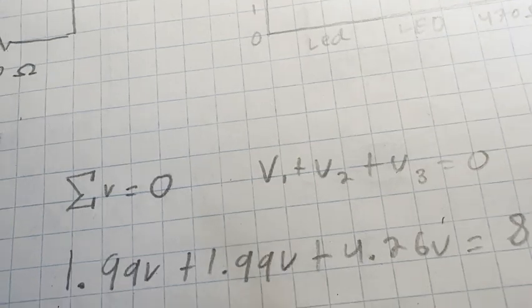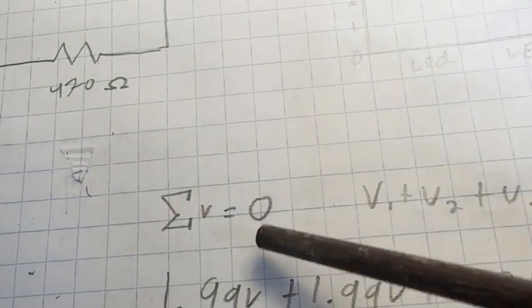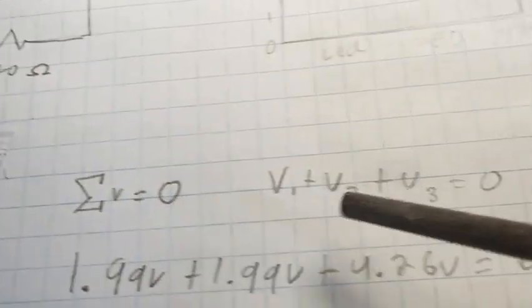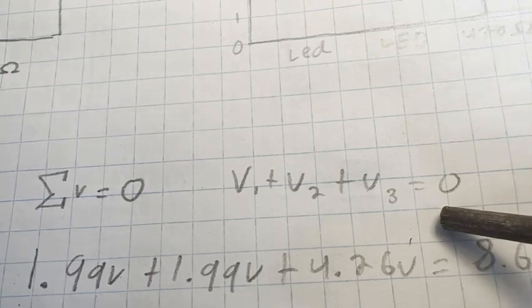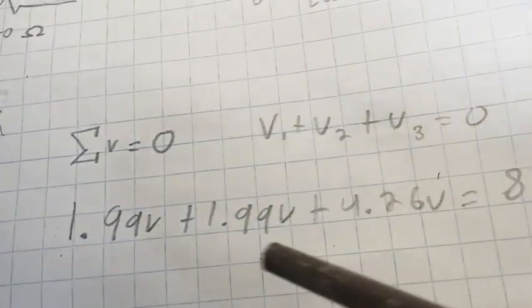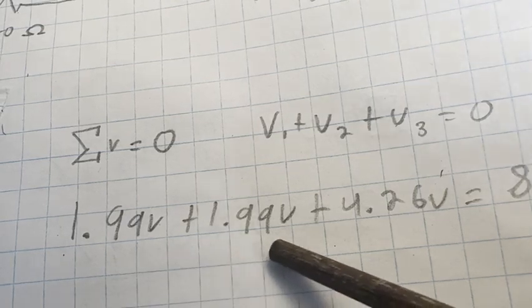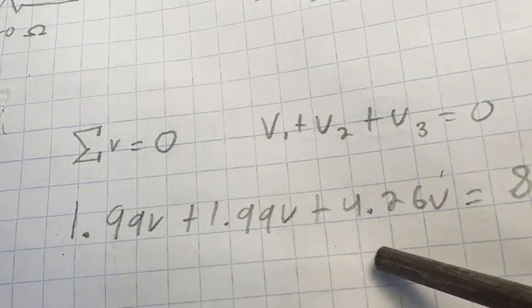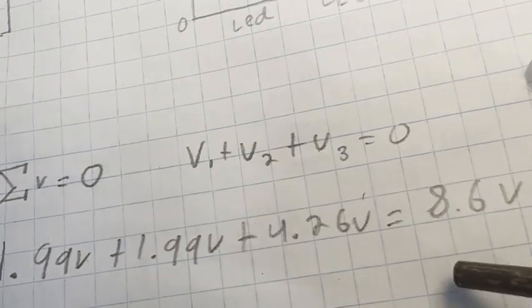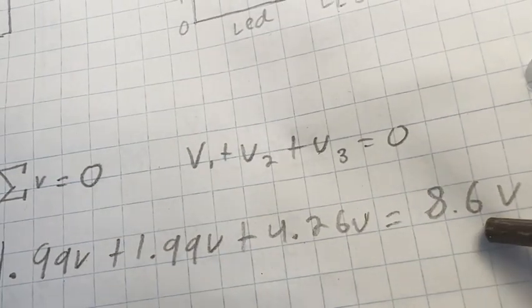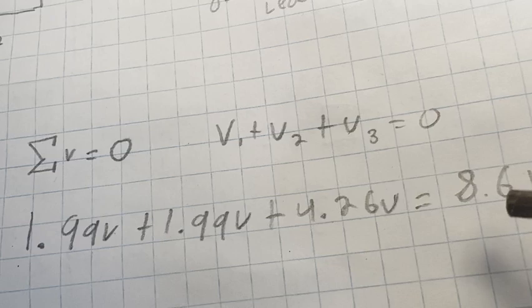This can be represented mathematically with this general formula for Kirchhoff's voltage law, which can be rewritten as this, and then you can plug in your different variables, giving you the equation 1.99 volts plus 1.99 volts plus 4.26 volts equals 8.6 volts, which is your starting voltage.